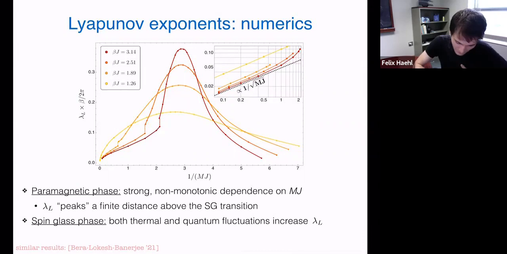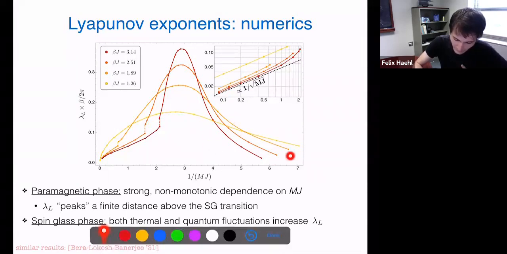So here on the right, we're in the deep paramagnetic regime, far above the phase transition. So here, as we go further to the right, we go further up in this phase diagram I had. So the quantum fluctuations become very strong, and the Lyapunov exponent approaches 0 asymptotically.